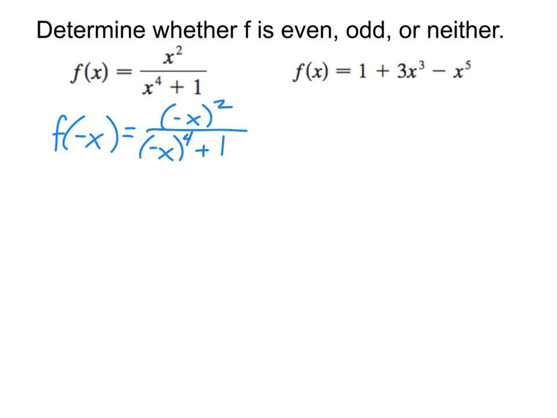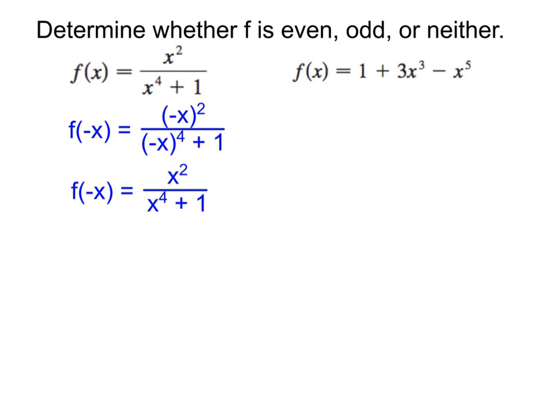So on the top, what does negative x squared equal? It's x squared. Yeah, because remember when you square something, it always gives you a positive answer. So regardless of whether x was positive or negative, you're getting a positive x squared out of it. What about on the bottom with that negative x to the fourth? What would that equal? Yeah, that'd be a positive x to the fourth. And so this is our answer when we plugged in the negative x.